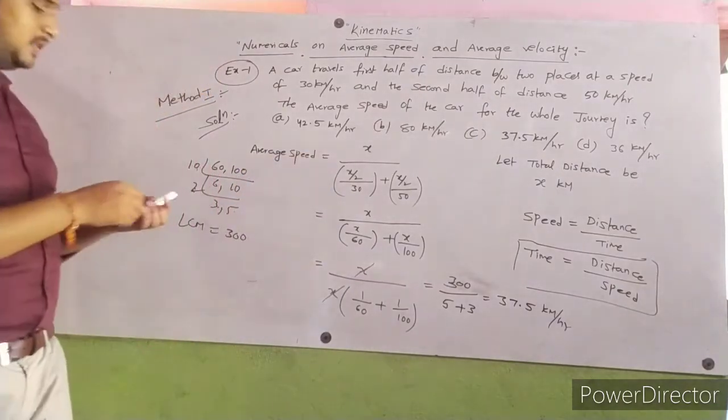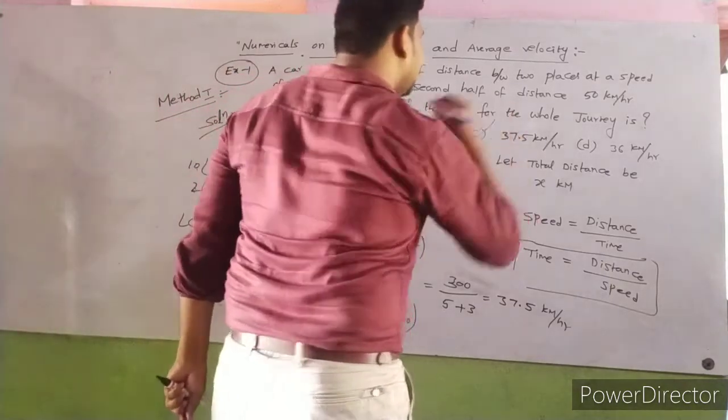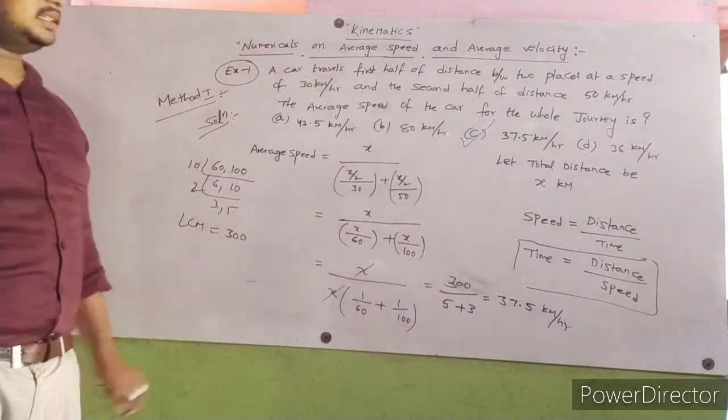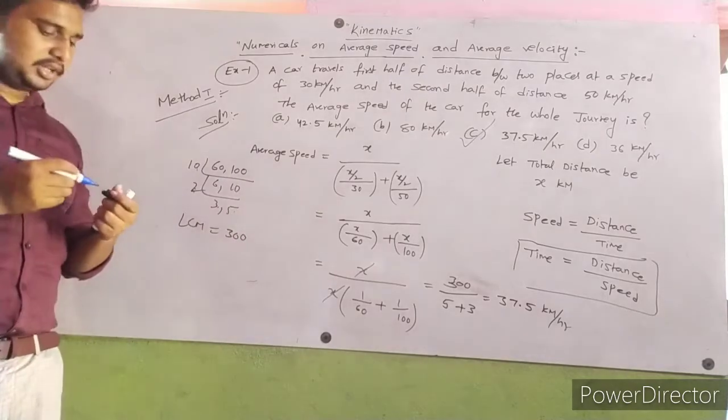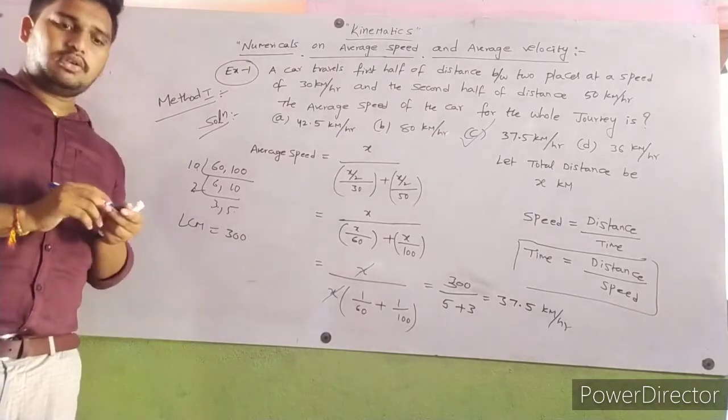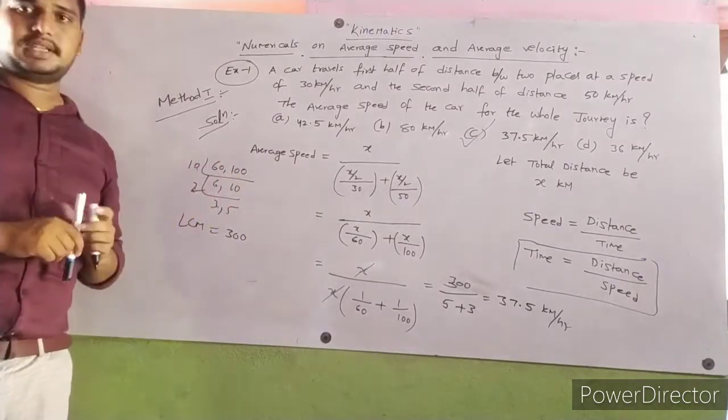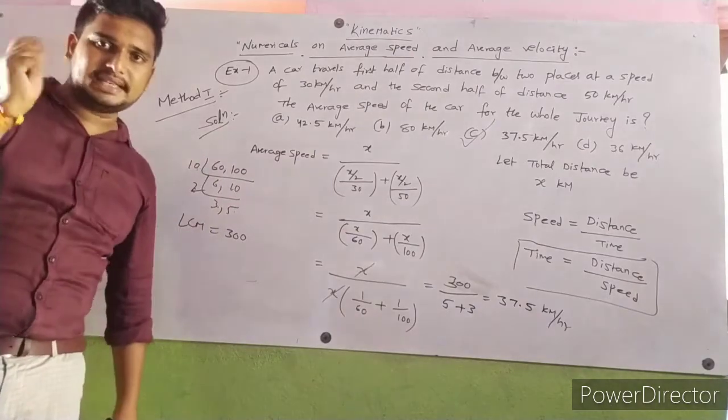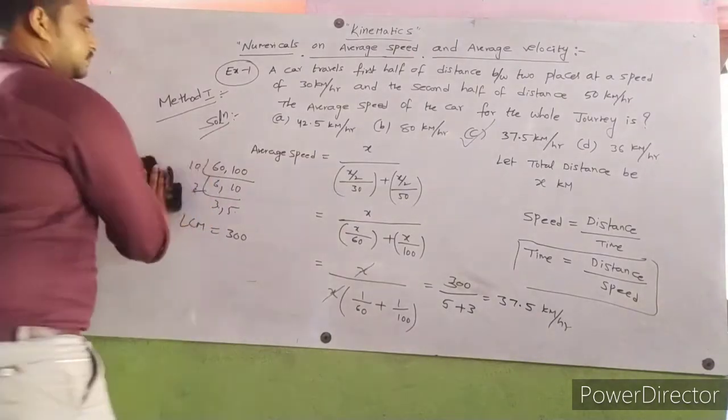So which option is correct? Option C is correct here, 37.5 kilometers per hour. Now, how can we solve this question in a single step?